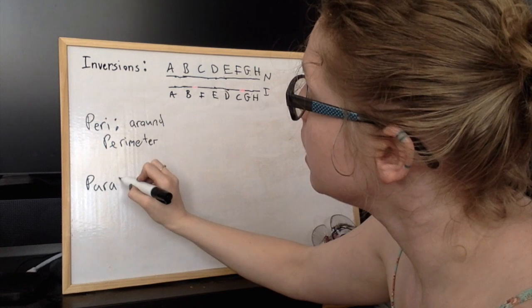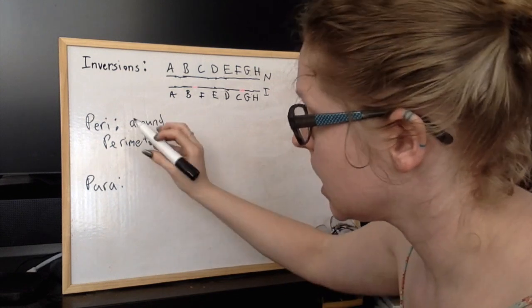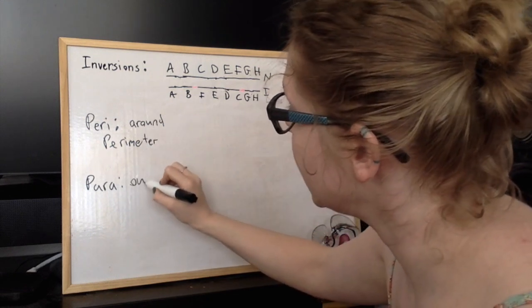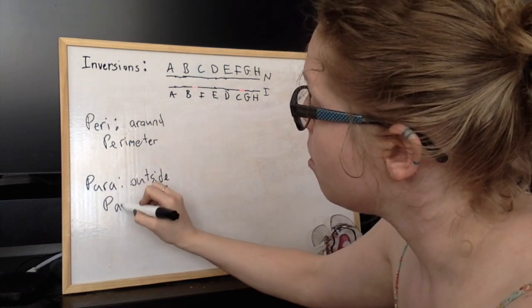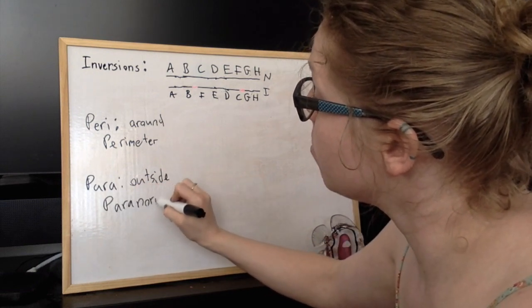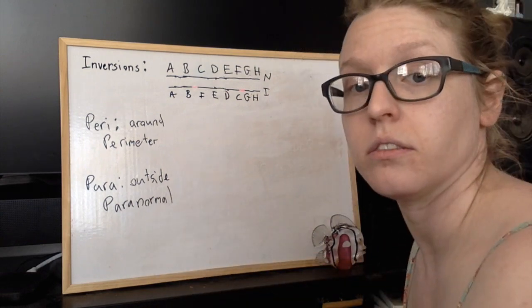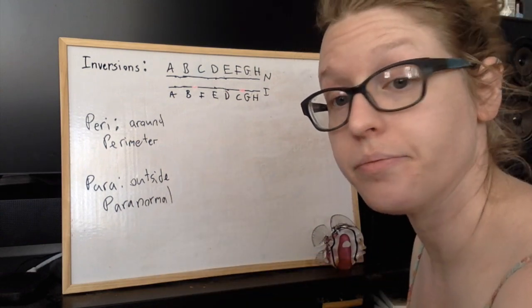Paracentric means outside. Example, paranormal. Outside of normal.